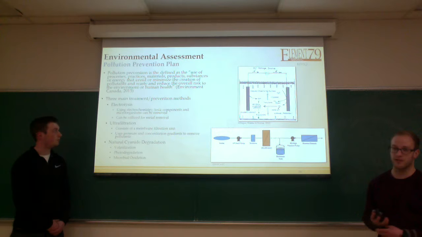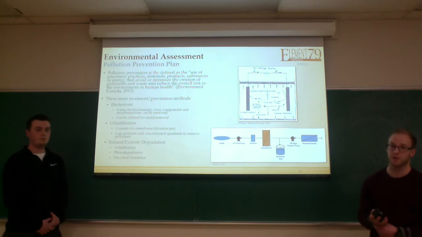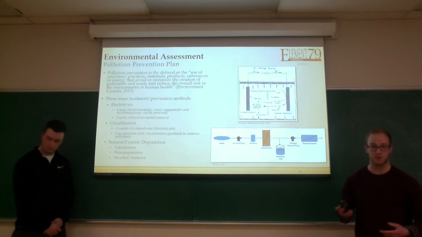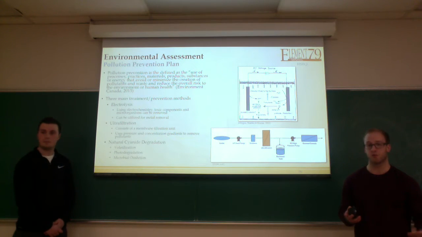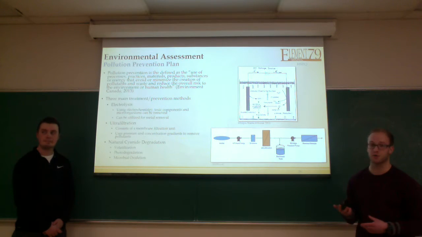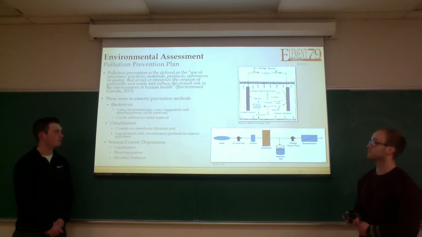And then for the assessment, we also considered a pollution prevention plan. We looked into three main methods. The first one being electrolysis, which uses electrochemistry to remove contaminants from water. We also use ultrafiltration, which uses a membrane filter, again, to remove contaminants and impurities. And for the cyanide aspect, many companies implement natural cyanide degradation through volatilization, photodegradation, as well as microbial oxidation.